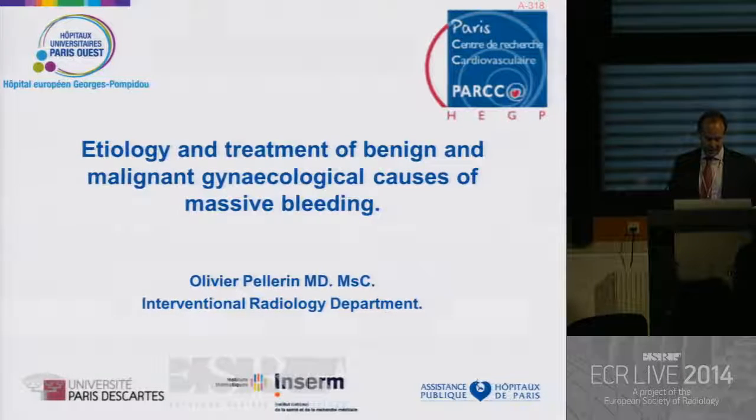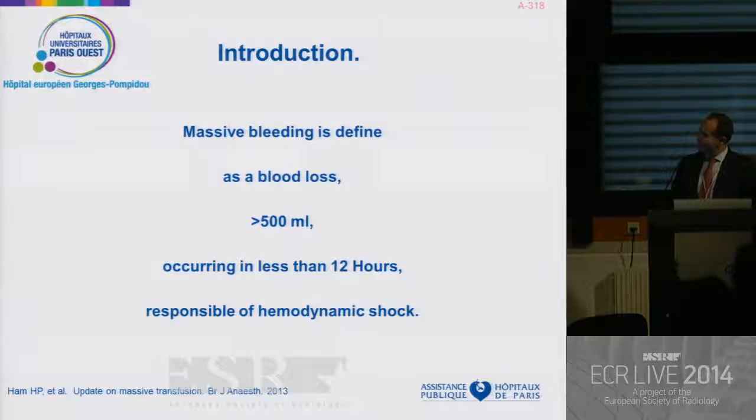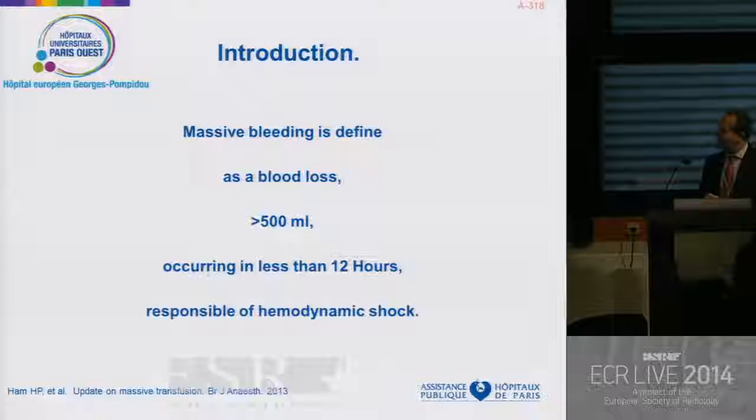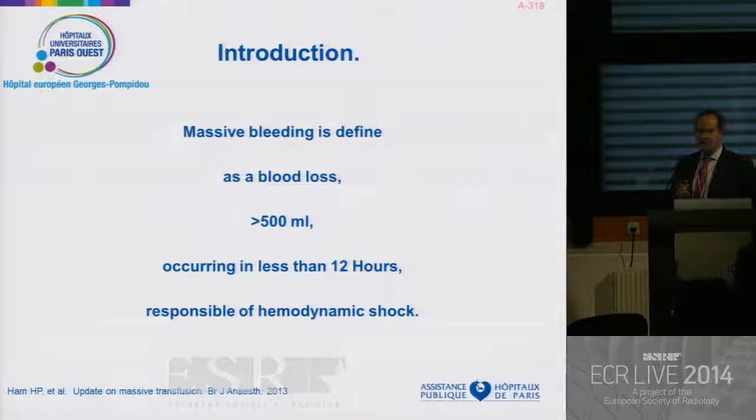So I will start this talk. This talk is about the etiology and treatment of benign and malignant gynecological causes of massive bleeding. As an introduction, I will summarize the definition of massive bleeding. It could be defined as a major blood loss of more than 500 milliliters occurring in 12 hours and responsible for hemodynamic shock.